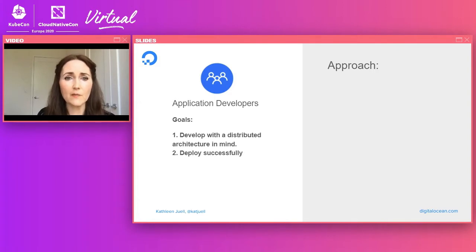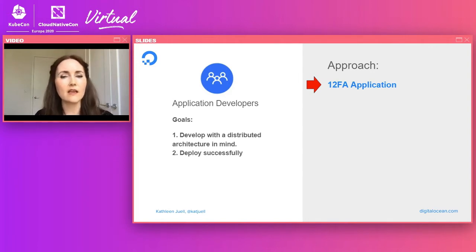If your audience includes application developers who need to develop with a distributed architecture in mind and deploy successfully, then you might cover the following topics as a way of establishing some theoretical foundations, as well as what's needed to accomplish specific practical tasks. So first, it might be a good idea to cover some 12FA principles for things like versioning, dependencies, configuration, state, and so on. Environment variables are a good example here, making sure that everyone understands what to refactor, who holds the keys for updating these variables wherever they live, and things like that. So in our case, that's in Vault. So you want to know who has access to that.